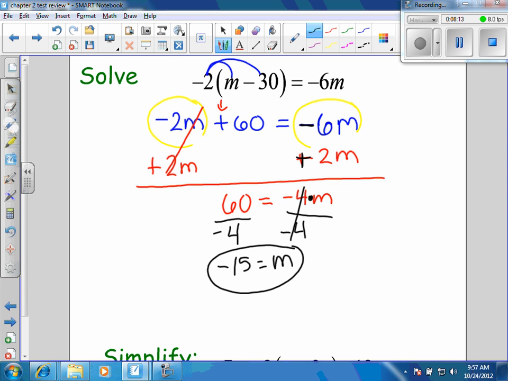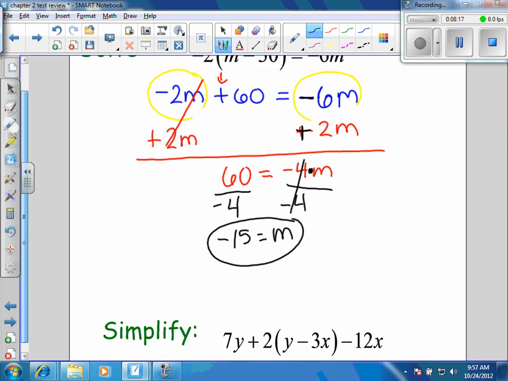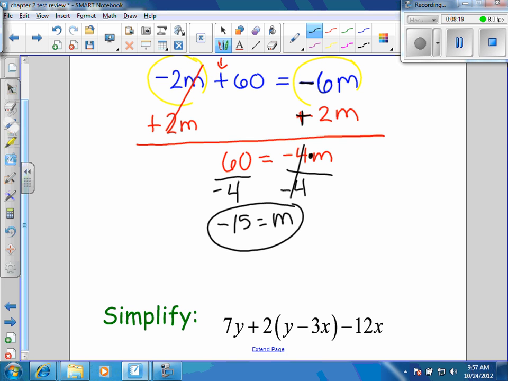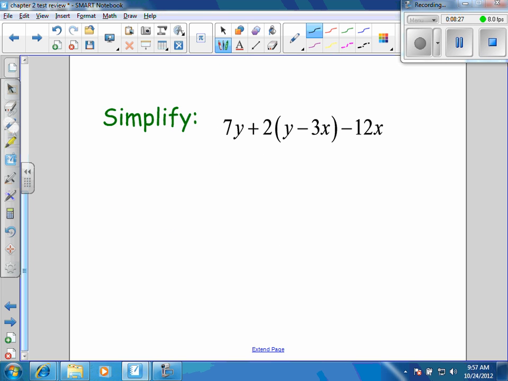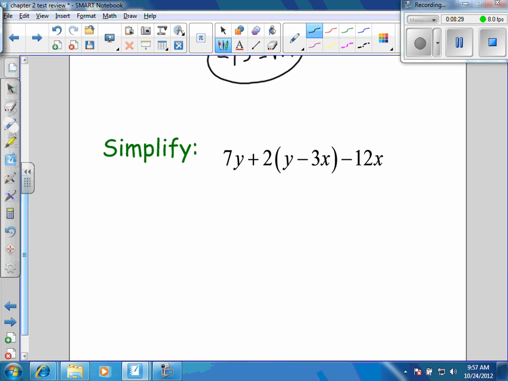Are we there? Okay, so solving's definitely on your test tomorrow. But there's also simplifying. Are we okay on this one that we just finished? Simplifying sometimes can be harder for people because you feel like you have to have a numeric answer. But simplify just means collect up all the like terms. Okay? So try that one.